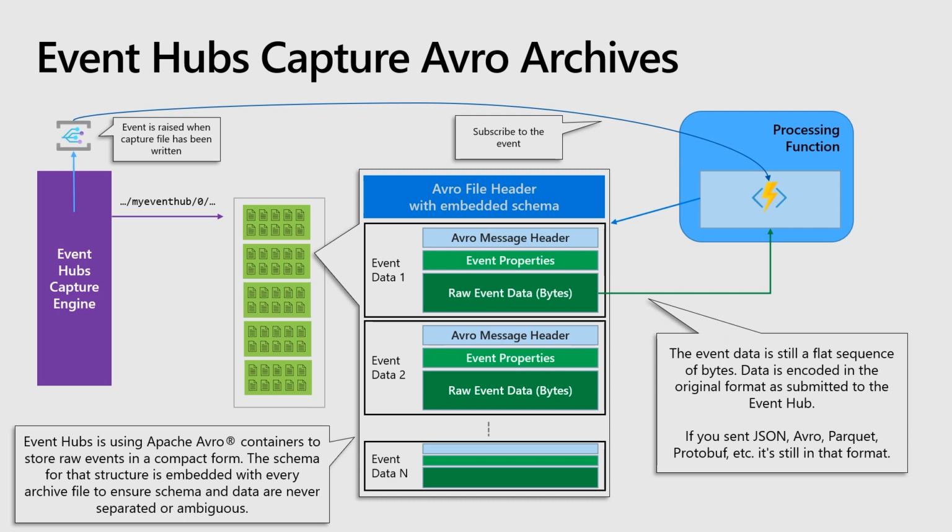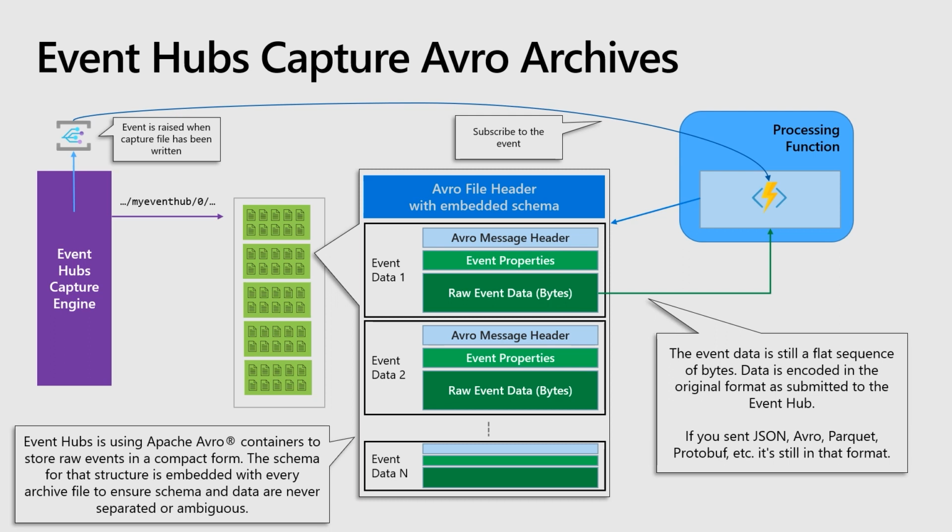So we write these archives. Each of them has this format, where we have an Avro file header with the embedded schema, and then every event is packaged with a header. That's the way our format works, and then the event properties, and then the raw event data as bytes.